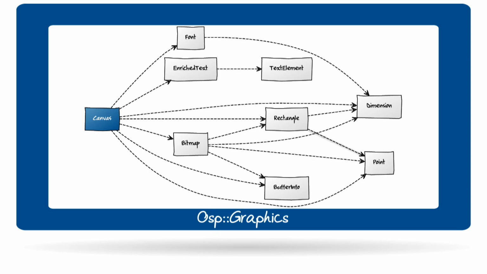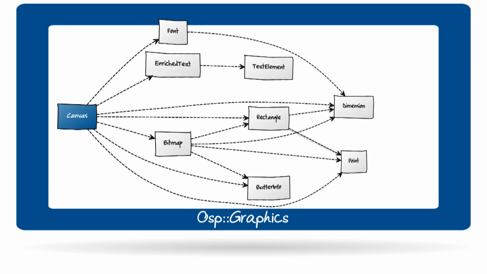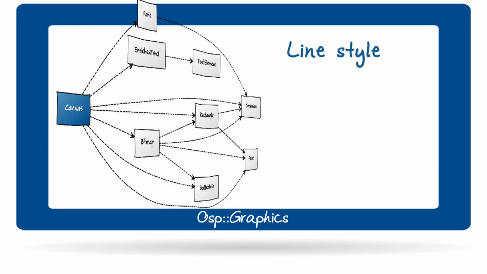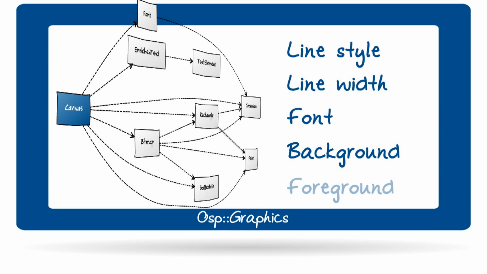A canvas is a rectangular area where the graphics rendering takes place. It contains settings that are used in the drawing operations such as line style, line width, font, background, and foreground color. There are two types of canvas.